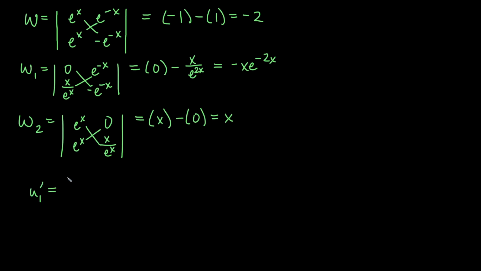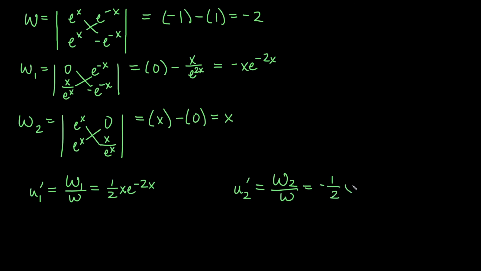And now remember that these Wronskians help us get the derivatives of u1 and u2. So u1 prime, remember, is going to be w1 divided by w. In this case, if we have this x e to the negative 2x divided by negative 2, that will actually be positive 1/2 x e to the negative 2x. And our u2 prime, the derivative of u2, is going to be w2 divided by w. So in this case, we'll get x over negative 2, or negative 1/2 x.